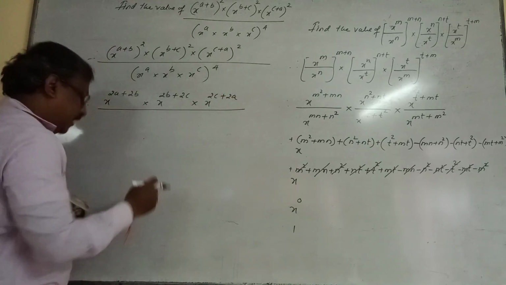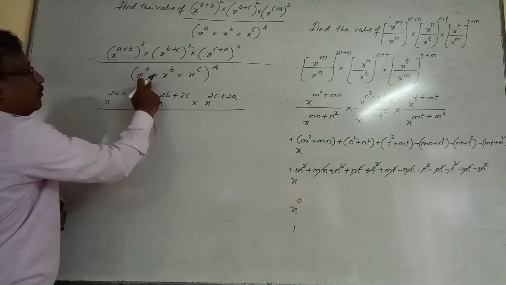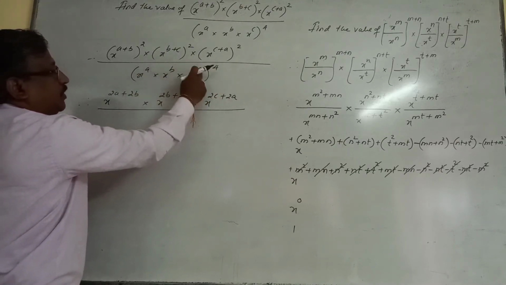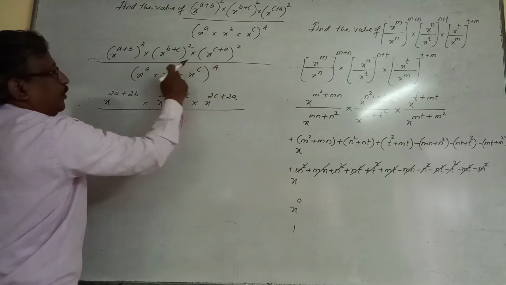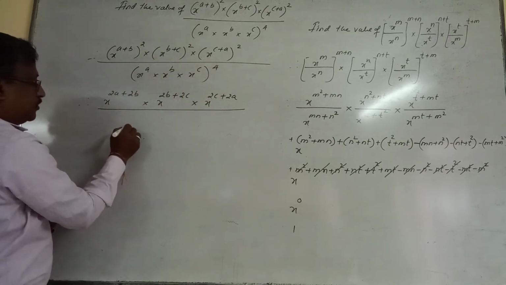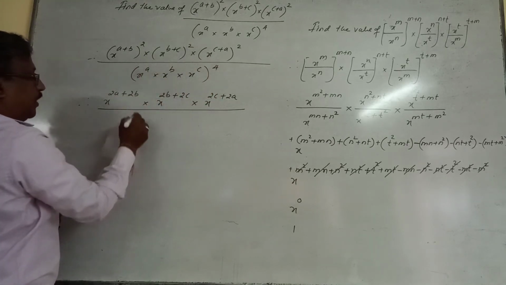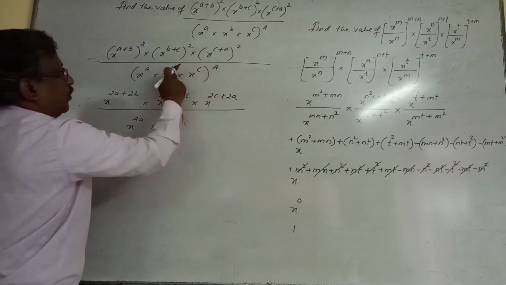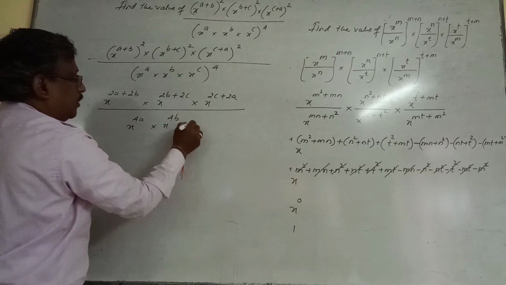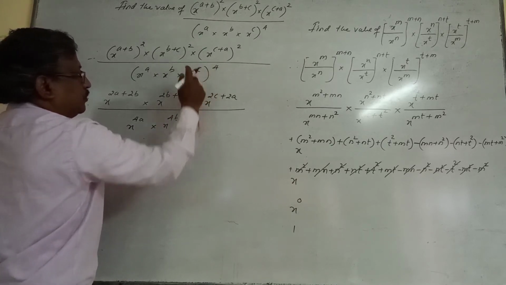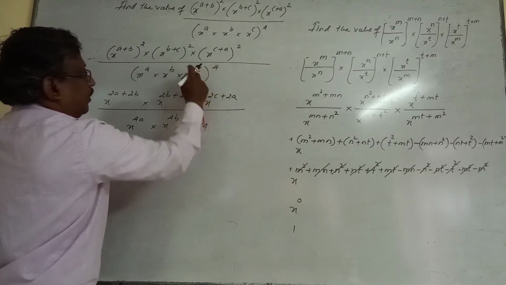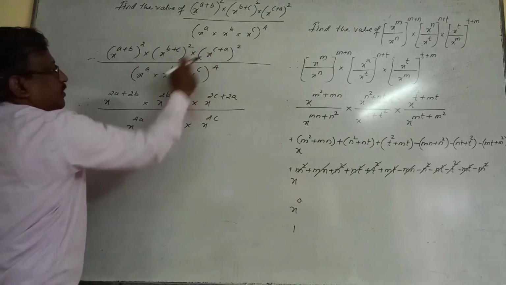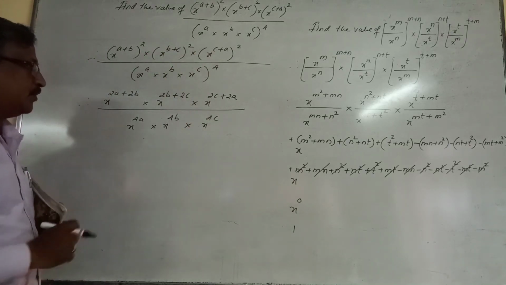This whole is divided by, multiply this also. Multiply by 4 to these 3 powers: 4 into a, 4 into b and 4 into c. So it is x raised to 4a, into x raised to 4b, into x raised to 4c, like this. So like this, first you open these brackets. After opening the brackets, now you simplify.